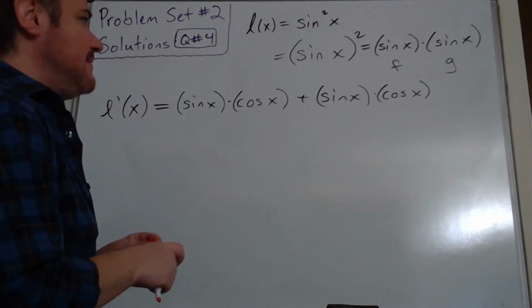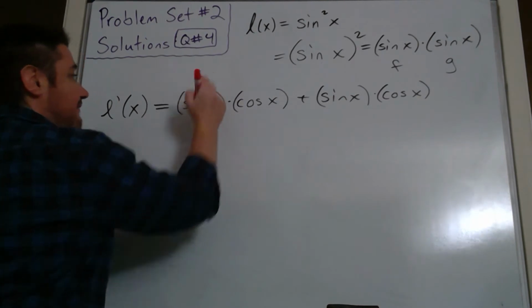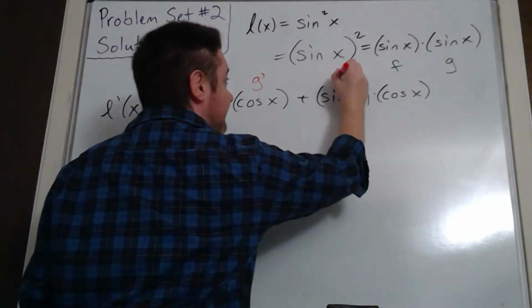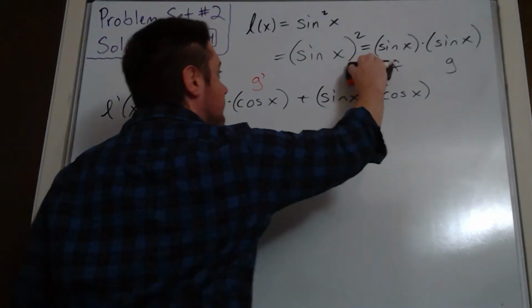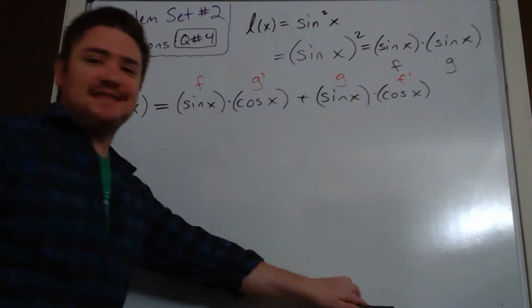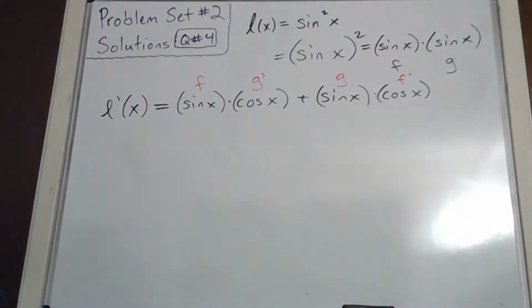If you feel like maybe you are not showing enough, maybe just go back and call this f, and then here's the derivative of g, g prime. And then here I've got f, that would be g, and then here I've got f prime. Something like that. So it doesn't always have to be so in-depth. A little bit loose is okay.